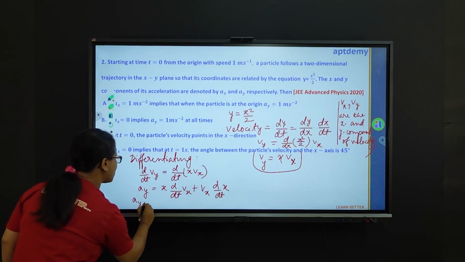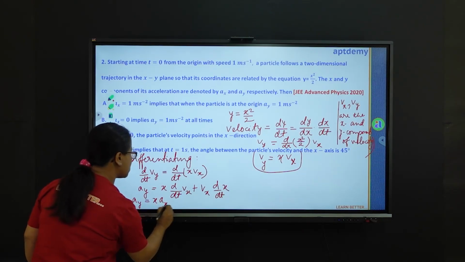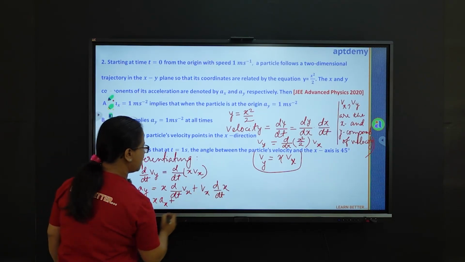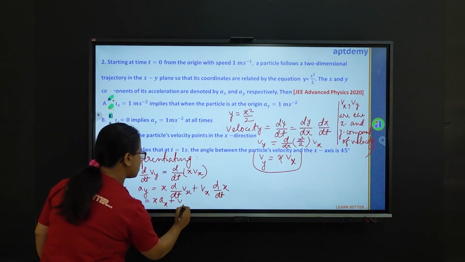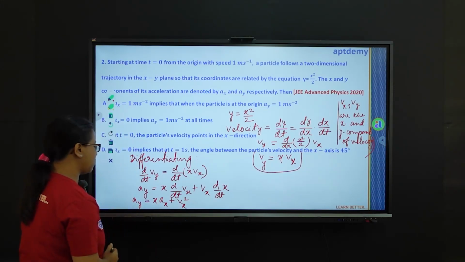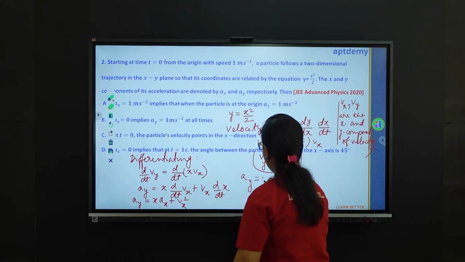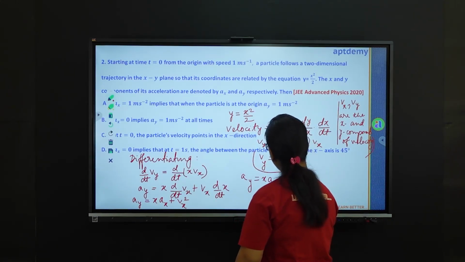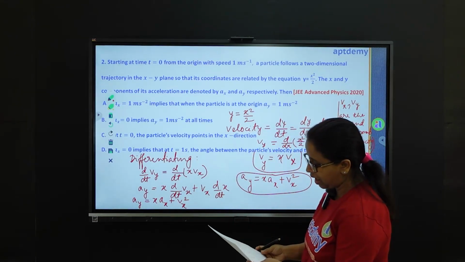We can write this as ay equals x ax plus, dx/dt is nothing but vx, so we have vx times vx, that is vx square. Now let us analyze the options to see their validity using these two relations that we have in hand.